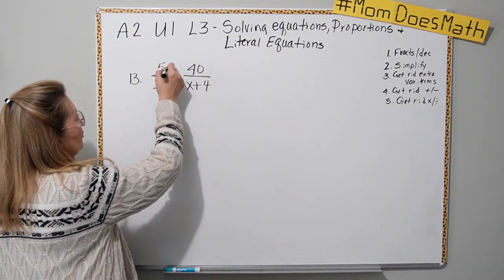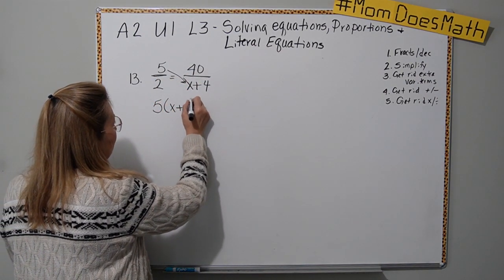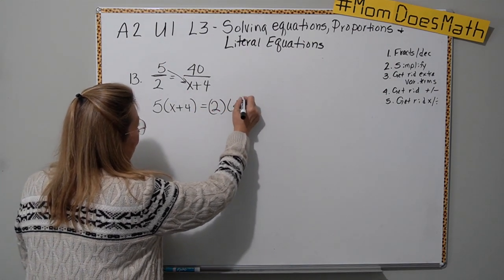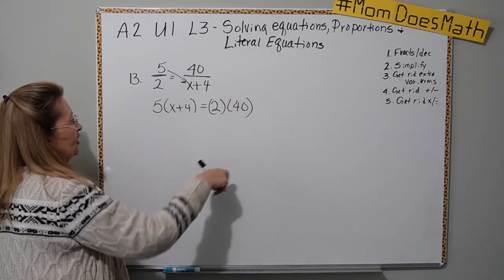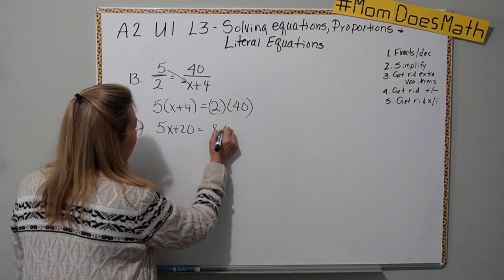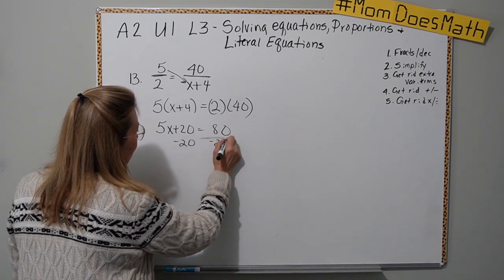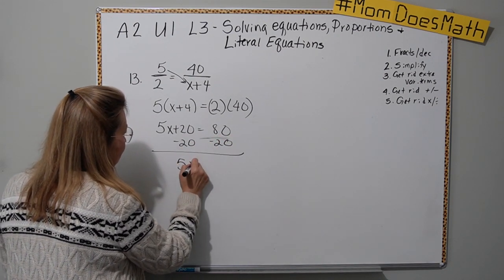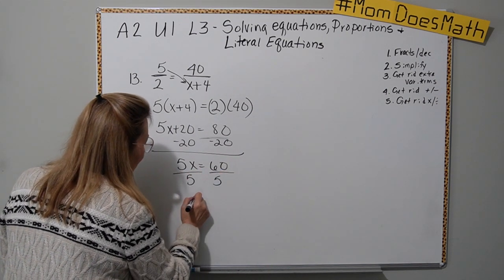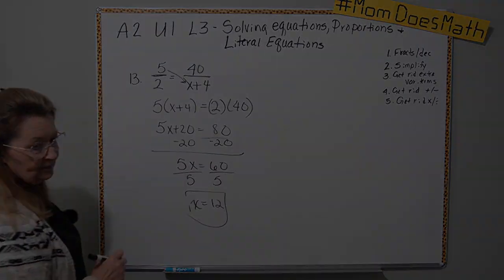So when we cross multiply, I'm going to multiply 5 times x plus 4 equals 2 times 40. Now you're ready to solve using your best practices. So you've got 5x plus 20 is equal to 80. Subtract 20 from each side. And we get 5x is equal to 60. Divide both sides by 5. And x is equal to 12.